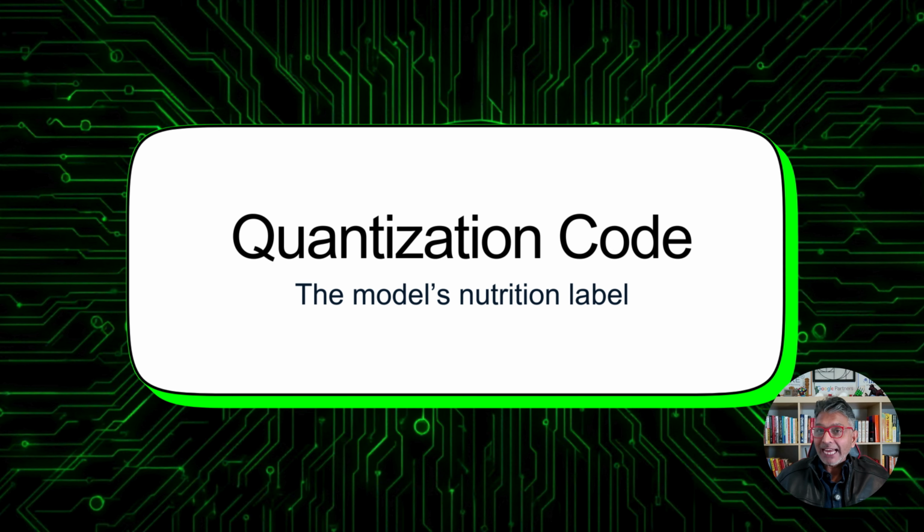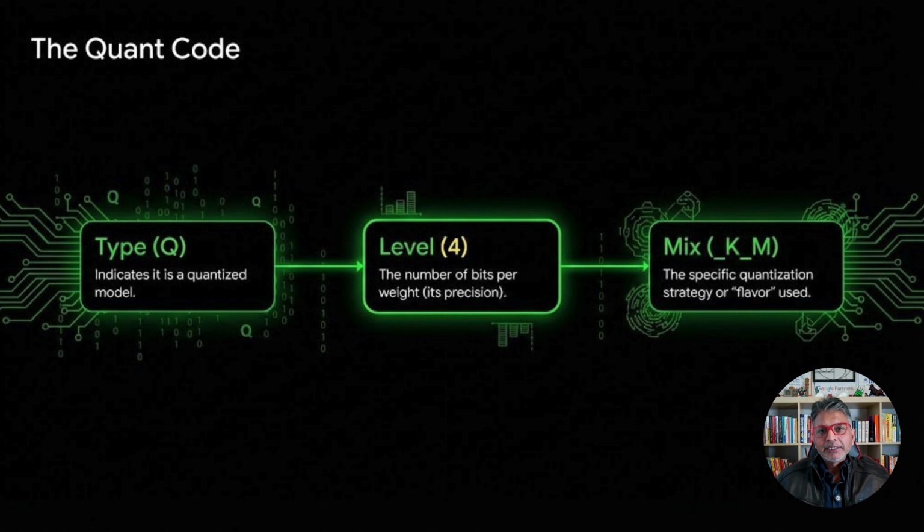Now we get to the most technical and most important part of the file name. I call it the model's performance label. Like a nutrition label on food, this section tells you about performance, file size, and the trade-offs made so the model can run efficiently on your hardware. That code at the end, something like Q4KM, looks intimidating, but it is just 3 parts. The Q means the model is quantized. The number, like 4, tells you the bit precision. And the final part, such as KM, describes the quantization method and configuration used.